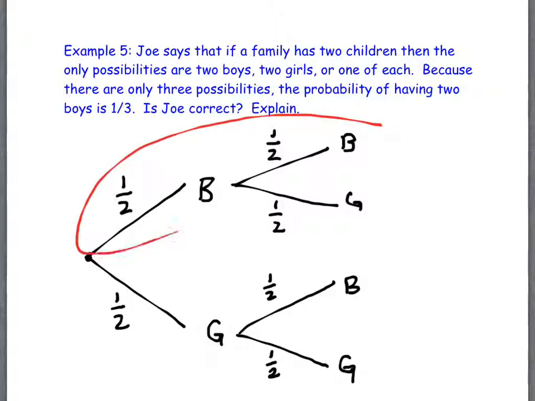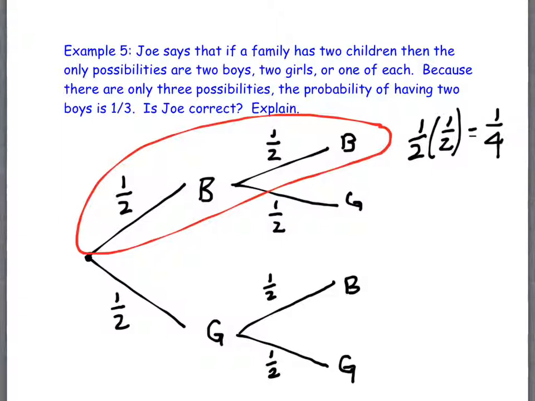So Joe is talking about the likelihood of having 2 boys. That's this branch right here. What is the likelihood of having 2 boys? It's 1/4. How are we getting 1/4? Yes. So this is what we did last time. We talked about multiplying along a tree branch. This would be the multiplication to give me 1/4. So there is a 1/4 chance that a family would have 2 boys.